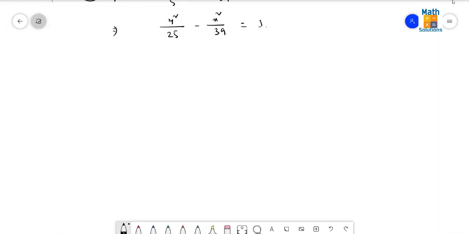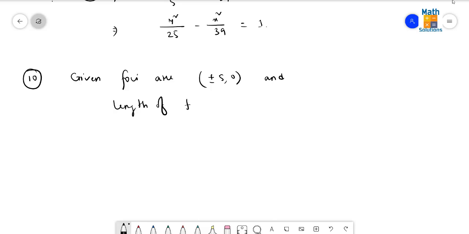So proceeding to question number 10. In question number 10, what are the things given? Given foci are plus minus 5, 0 and length of transverse axis. Length of the transverse axis is given to be 8. We all know that the length of transverse axis can be taken as twice a, that is equal to 8.